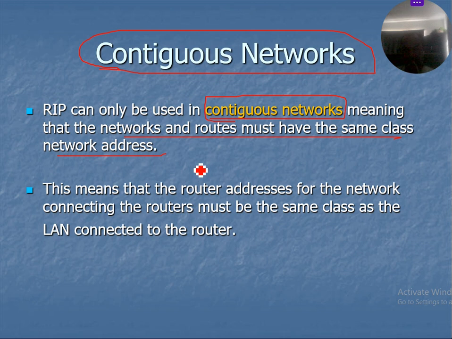So if they're in class A or class C, the network and the route must all have that class. Now this means that the router addresses for the network connecting the router must be the same as the LAN connected to the router. So the router's IP address, the routing protocol IP address, or the default gateway IP address should be in the same class as the LAN, the local area network IP address.